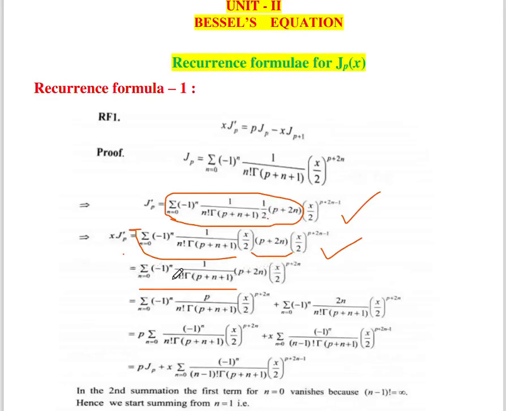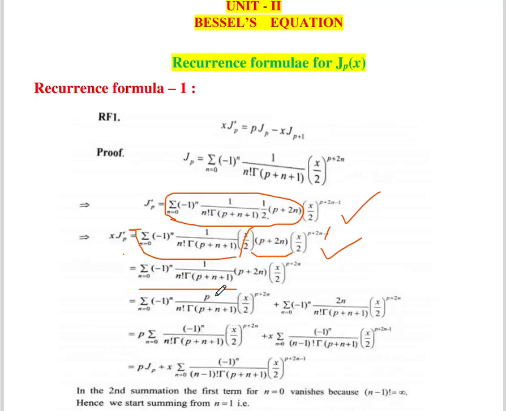Now we will multiply on both sides by x, so this can be written as x J'p equals the summation term as it is, and here we multiply x, so the x by 2 term as it is, p plus 2n as it is, x by 2 to the power p plus 2n minus 1 as it is. So what is the next step? Here x by 2, and x by 2 to the power p plus 2n minus 1: the power 1 and this minus 1 will get cancelled. So only x by 2 to the power p plus 2n remains, and all the other terms as they are.